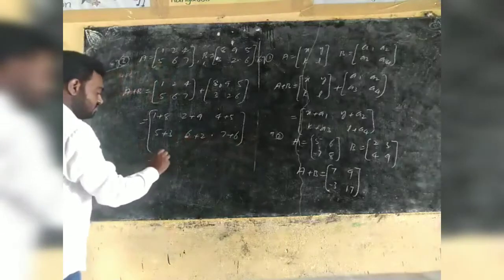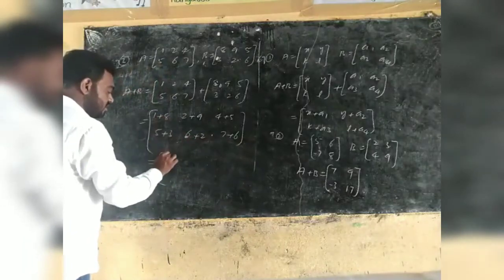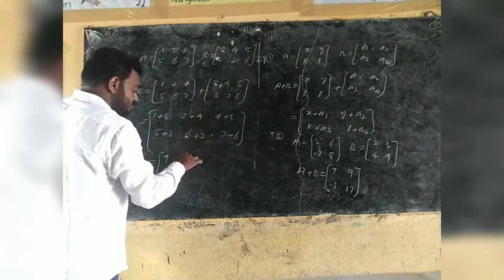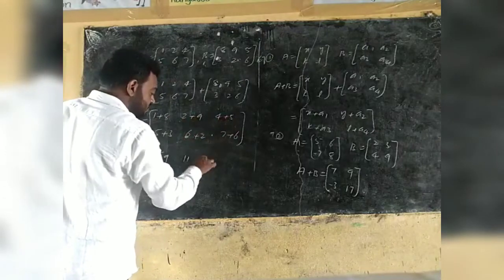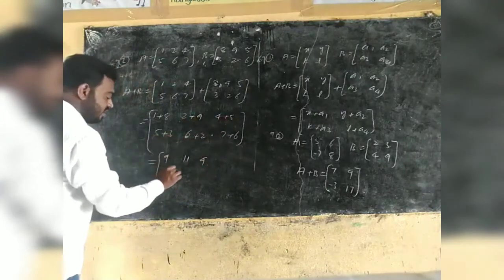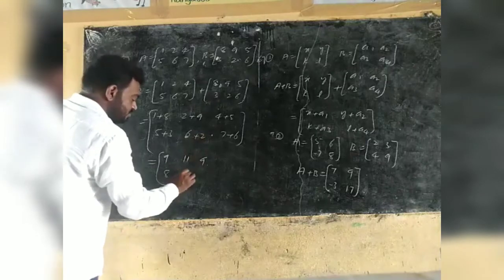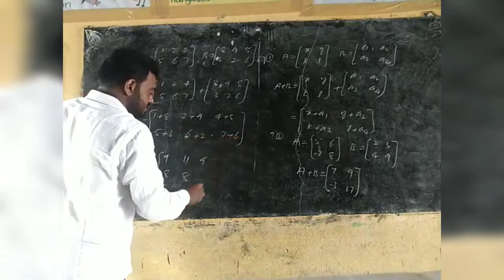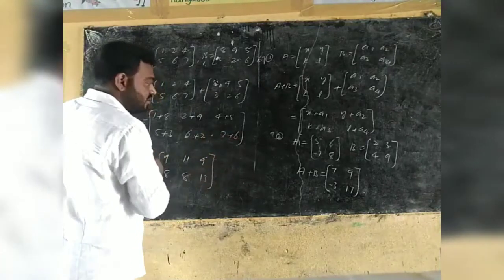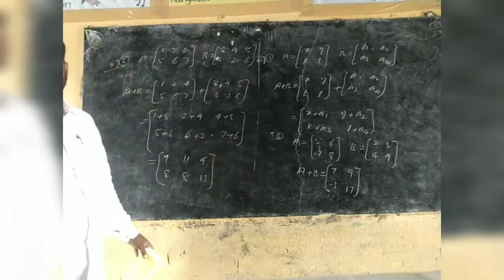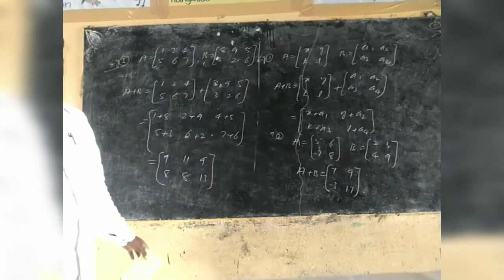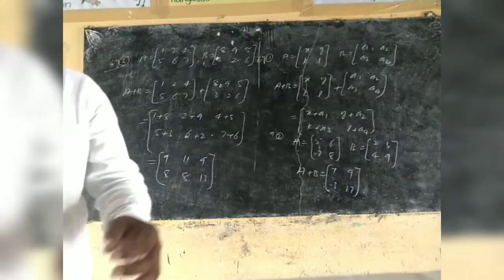The result equals what? 1 plus 8, 9. 2 plus 9, 11. 4 plus 5, 9. 5 plus 3, 8. 6 plus 2, 8. 7 plus 6, 13. This is the result matrix. Like this, we are finding the addition of the matrices.